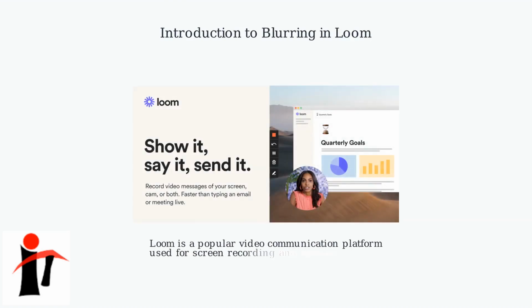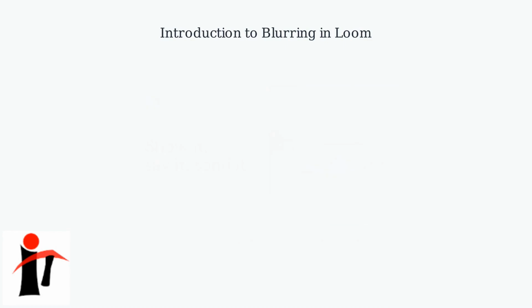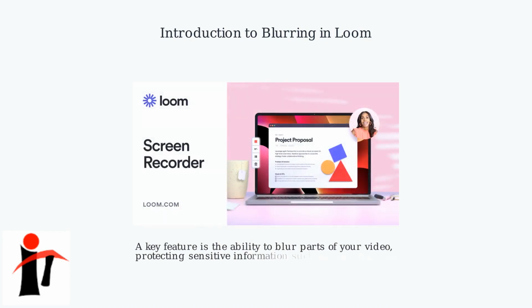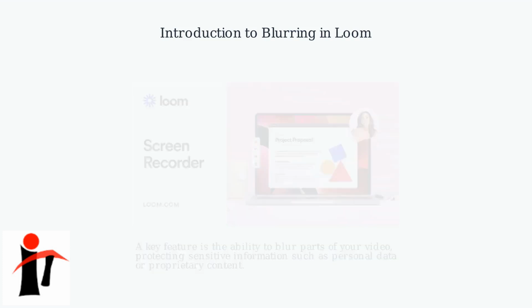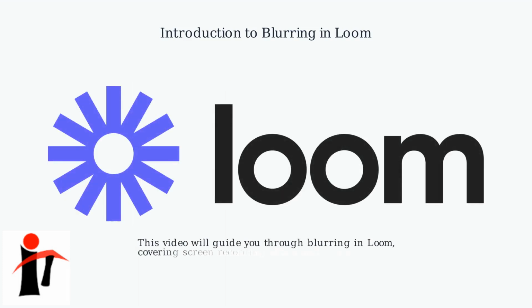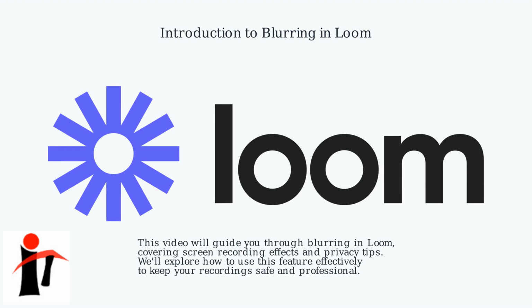Loom is a popular video communication platform used for screen recording and messaging. A key feature is the ability to blur parts of your video, protecting sensitive information such as personal data or proprietary content. This video will guide you through blurring in Loom, covering screen recording effects and privacy tips. We'll explore how to use this feature effectively to keep your recordings safe and professional.